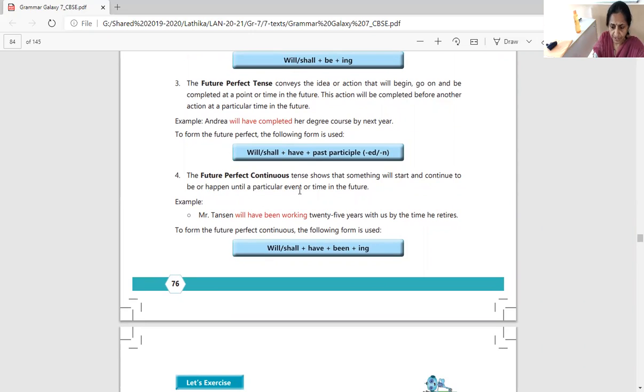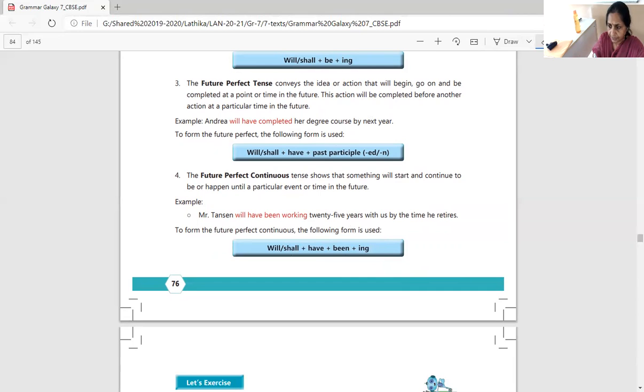Future perfect continuous. Now this tense shows that something will start and continue to be or happen until a particular event or time in the future. So again, it shows that it will start and continue to be happening till another event, another time in the future. Mr. Tansen will have been working 25 years with us by the time he retires. So that is also going to be an action which is going to happen in the future. Now the formation is again will or shall plus have plus been plus the ing form of the verb. So you have to remember these rules for formation of the different verb tenses.